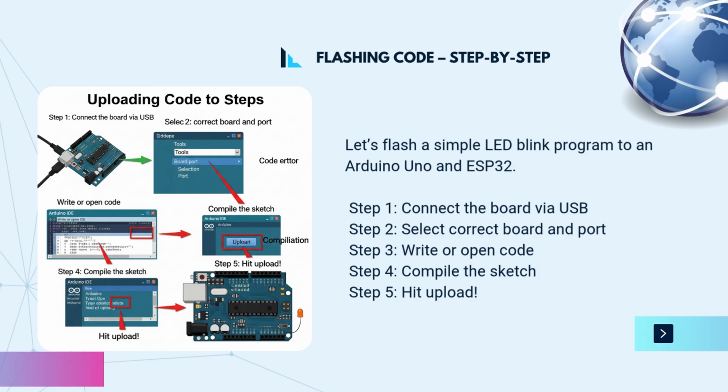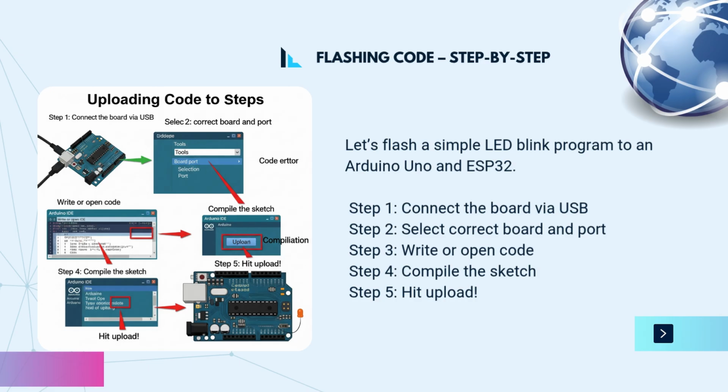Step 4. Write or open your code. Let's start with a classic, the blink sketch. This simple program toggles an LED on and off every second, and is perfect for testing whether flashing works. Step 5. Compile your code. Click the checkmark icon to compile. This converts your human-readable code into machine-level instructions in the form of a .hex or .bin file.